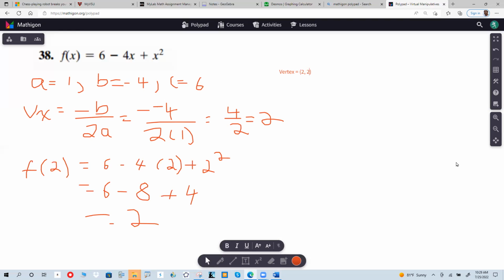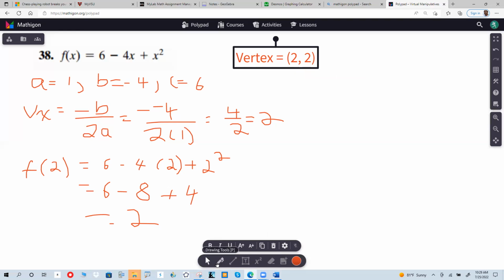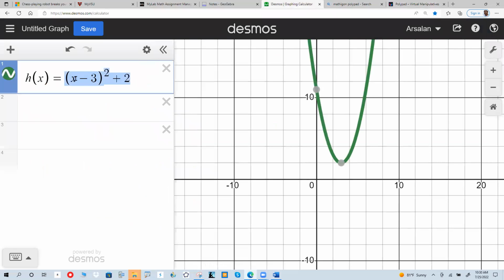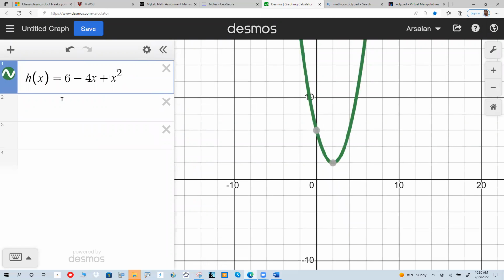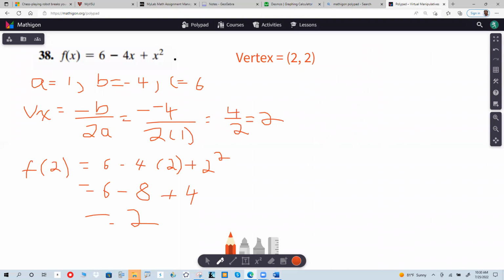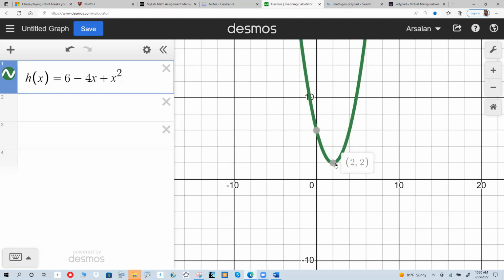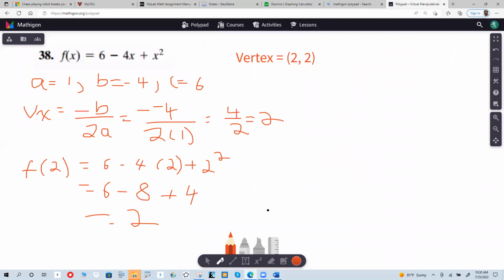I'm going to check if I made a mistake, and we'll have to come back and fix it if I did. And how do we know? I'm going to try to graph this function. A is 1, so my function should open upward, and hopefully my vertex will turn out to be 2, 2. 6 minus 4x plus x squared. We go to Desmos. Vertex is 2, 2. I'm happy.